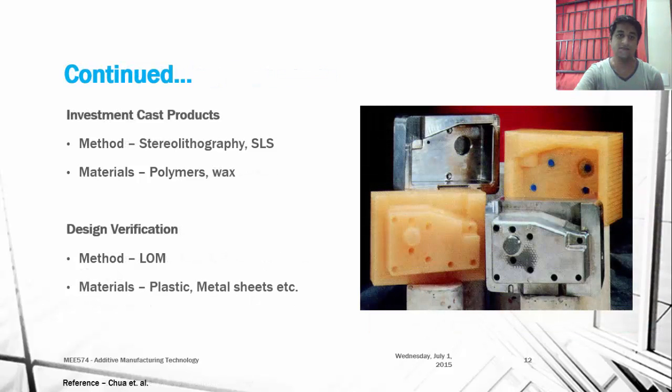Then another is investment cast products. The method usually used is stereolithography, SLS. Materials used are polymers and wax. On the right, we can see the assembly of the rear wiper system, which is used in the automobile. Then the next area is design verification. As I have previously said, the method usually used is LOM, or any other method can be used, and the material for LOM is plastic, metal sheets, etc.